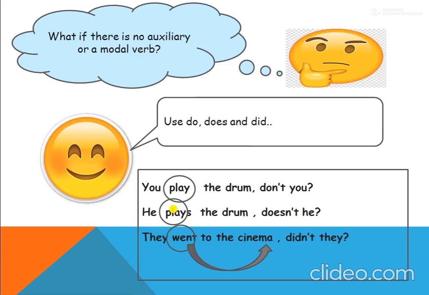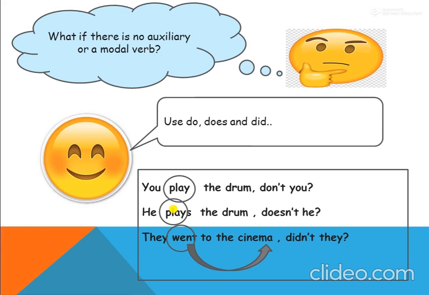What if there is no auxiliary or a modal verb? In this case, we have to use do, does for present verbs, and did for the past. See the examples here. You play the drum, don't you? He plays the drum, doesn't he? Play and plays are the present verbs, but we use don't or doesn't depending on the subject of the statement or the question here. So you play the drum, don't you? He plays the drum, doesn't he?